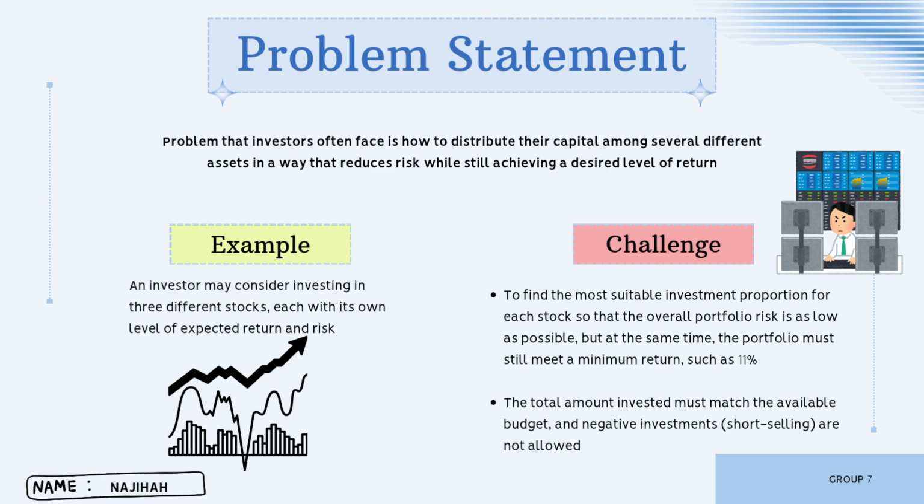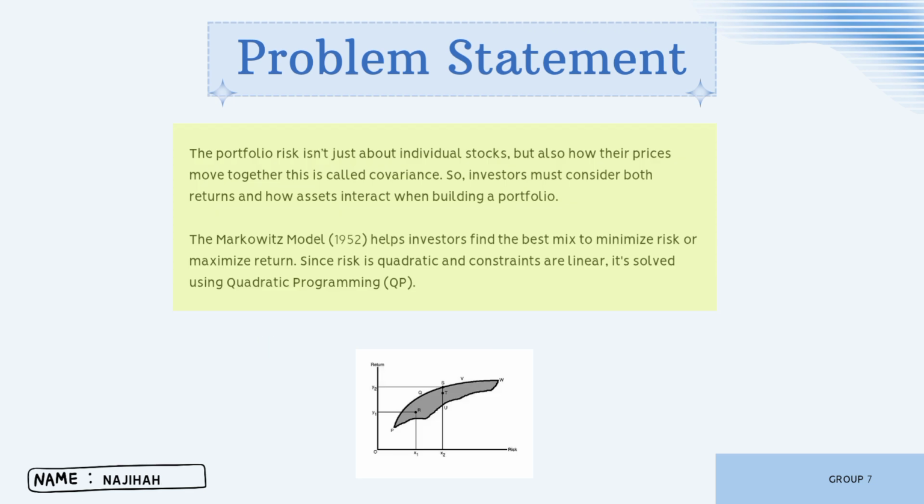At the same time, the investor must fully use the available budget and short selling is not allowed, meaning the investment in any stock cannot be negative. But this problem becomes more complicated when we consider how the stocks move together. The portfolio risk doesn't just depend on individual stocks, but also how their prices move in relation to one another. This is what we call covariance.